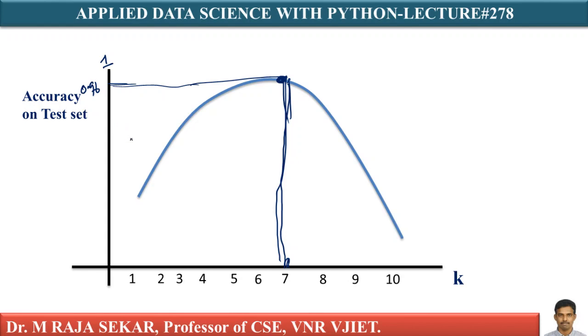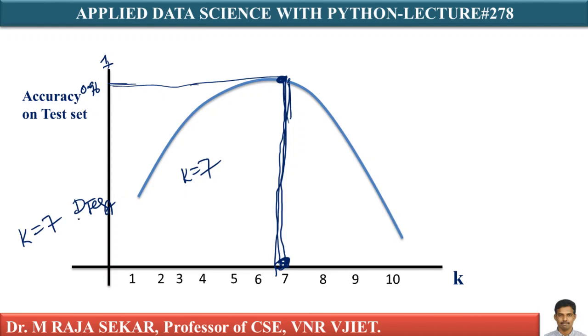Then you say I'm getting the highest accuracy, 0.96. The maximum value is 1, the minimum value is 0. The value of k where I am getting the best accuracy, let's assume, is 7. Then I will say k equal to 7 will give me the best accuracy on my D test.